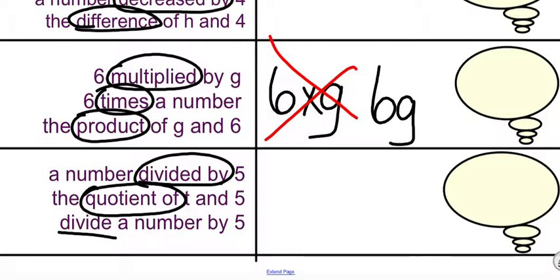Last but not least, at the bottom, we might have divided by, quotient of, or divide. All of these would start with a variable and divided by 5. We could put the little division sign with the 2 dots and the bar, but it'd be better if we start working towards the fraction form of that.